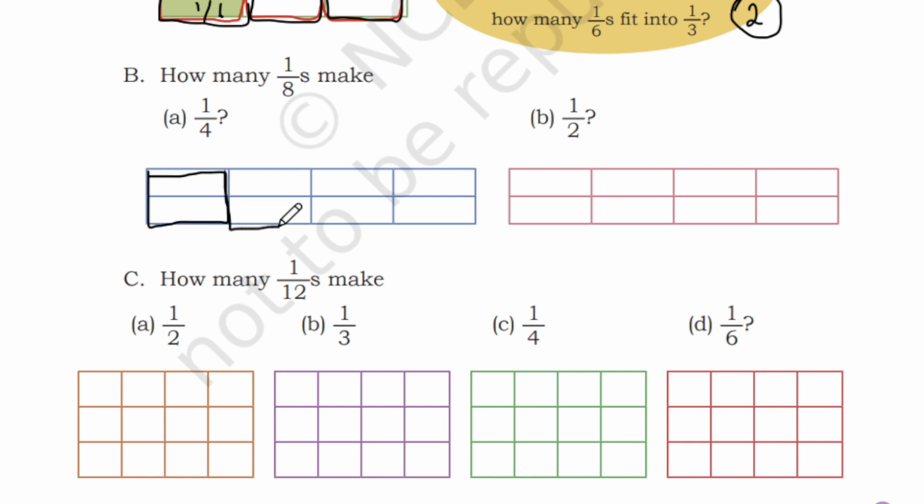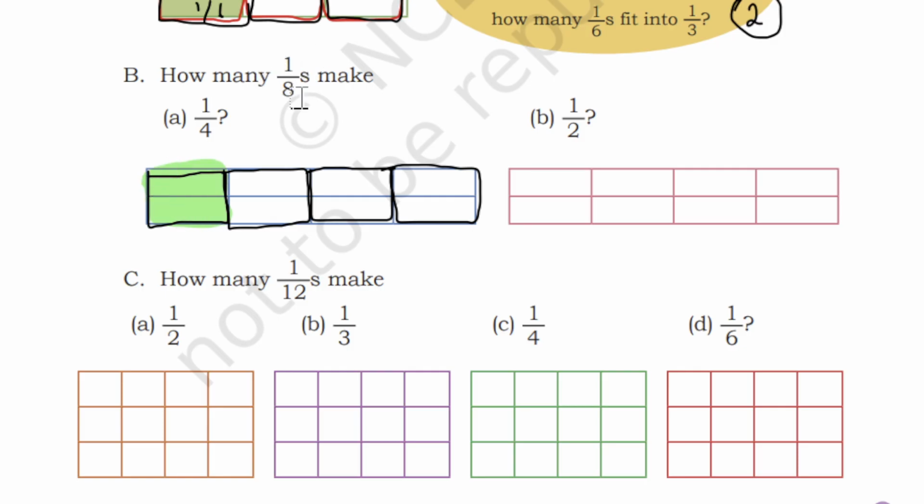This one is second. This one is third. Okay, and this one is fourth. So I am going to shade the 1 by 4th part. Okay, I am shading the 1 by 4th part. So this is 1 by 4th part.